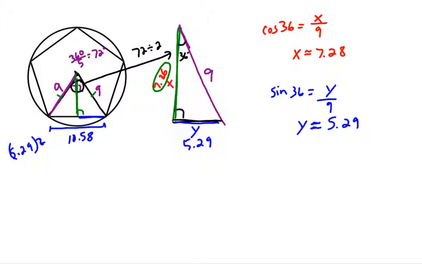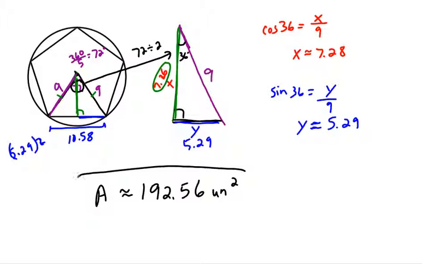Whichever way you did it, you should be getting an area of approximately 192.56 units squared, since I didn't give you any specific units to use there. Okay, we'll practice more, but that's the basic gist of finding the area of a regular polygon.